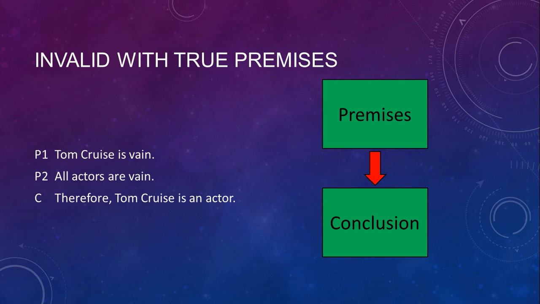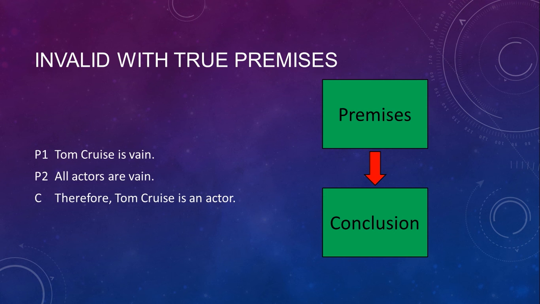We can also have an invalid argument. Here's an example of an invalid argument with true premises, or at least, let's take them as true. Be generous with these premises. Imagine that they're true. So Tom Cruise is vain. All actors are vain. Therefore, Tom Cruise is an actor. Okay, that is not a valid argument. That's a classic example of an invalid argument. Well, not these ones exactly, but the structure is a classic error.